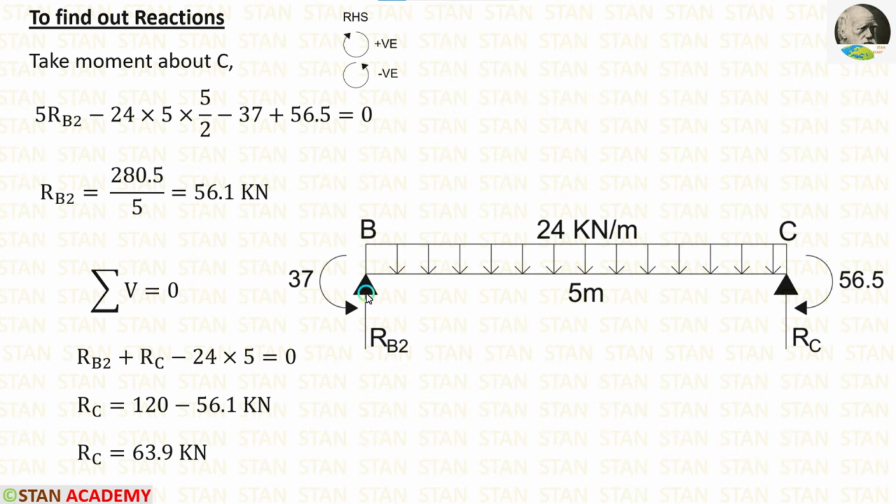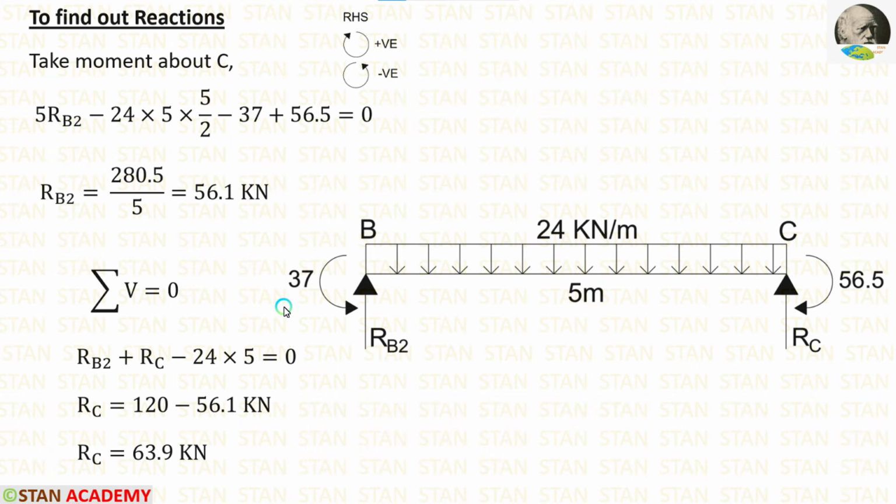For that, I am going to take moment about C. The vertical reaction RB2 is acting towards the point C in the clockwise direction, so it will be positive and the distance is 5. So 5 RB2. The UDL 24 kN per meter is acting towards the point C in the anticlockwise direction, so it will be negative. When the UDL comes, we have to multiply with the distance and the distance upon 2. Here the distance is 5 meter, so 5 into 5 upon 2.